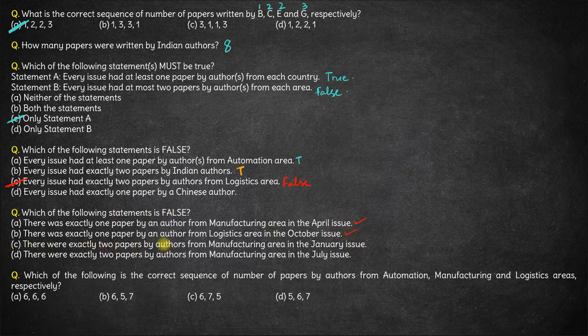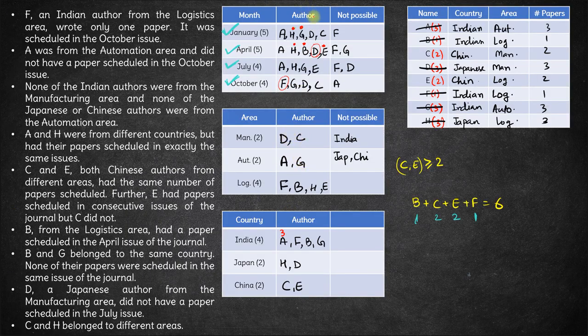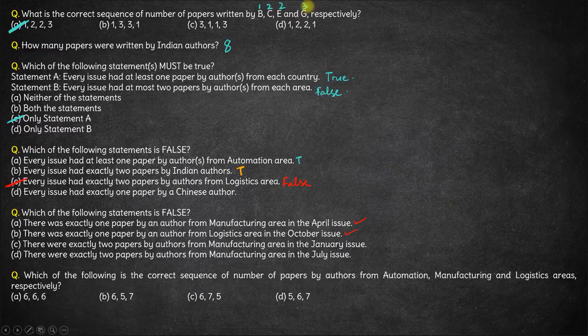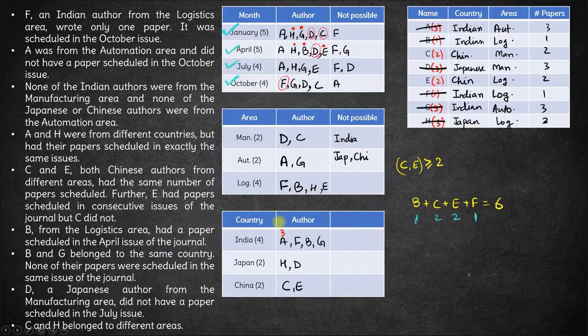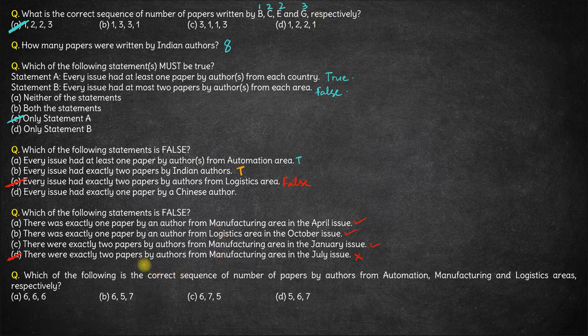Option C, there were exactly 2 papers from manufacturing in January. So manufacturing is D and C, and both D and C are there in January. So in January there are exactly 2 from manufacturing. This is true. So the only option remaining is option D. This must be the answer. Let's check. There were exactly 2 papers from manufacturing area in July. So manufacturing is D and C. In July, none of D and C is there. So obviously there were 0 papers by authors from manufacturing area and not 2. Hence option D is the false statement here.